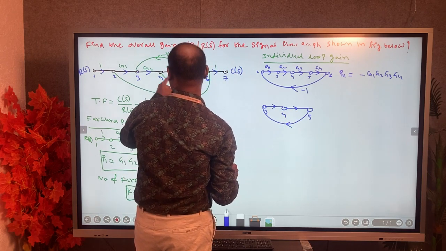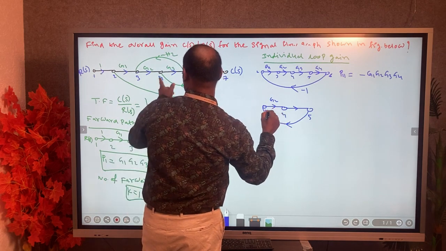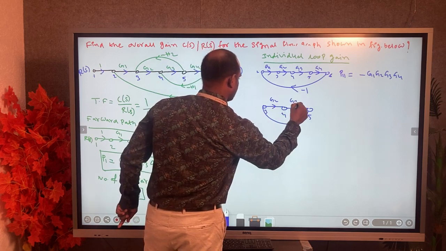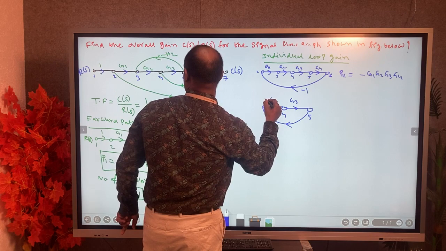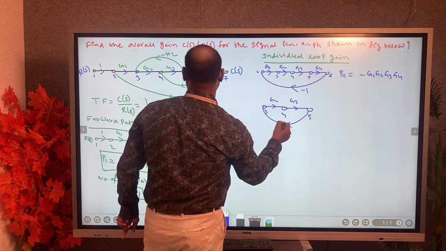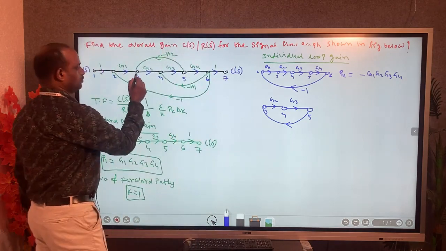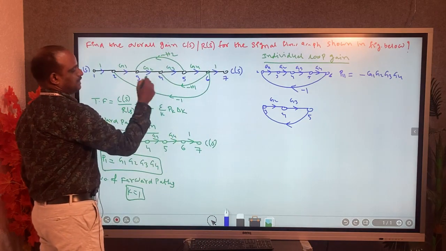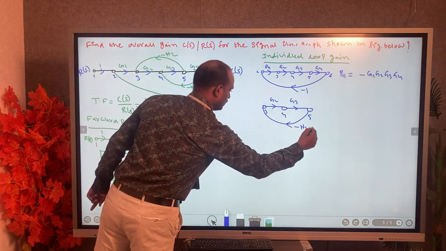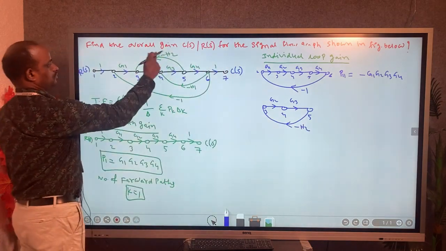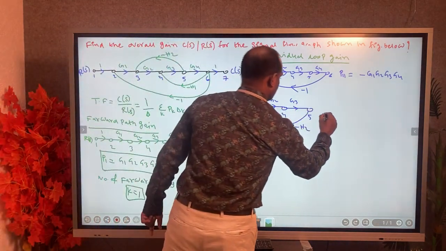So 3 to 4 the gain is G2, and 4 to 5 the gain is G3, and 5 to 3 actually we have to draw on top, so no problem, in this way also. See, 3 to 4 and 4 to 5 in this direction. So 5 to 3 is minus H2. So you can represent in this way, or you can show in this direction also. So anyone is same.